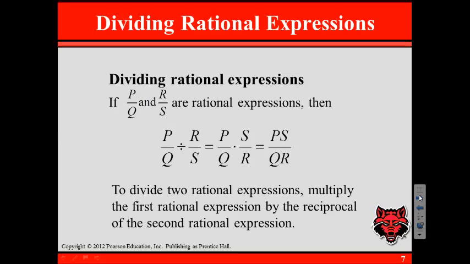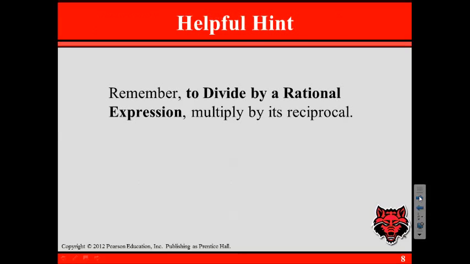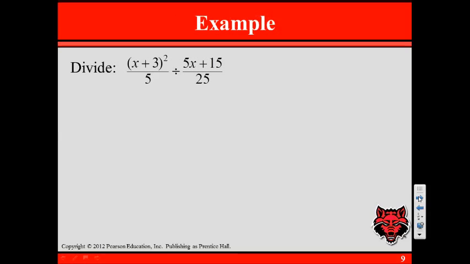Dividing rational expressions, just like when we were dividing fractions, we first change our operation from division to multiplication and flip our second fraction. Then we will work the problem just like we did the last few examples. To divide by a rational expression, we must multiply by its reciprocal. So let's try that. We want to divide x plus 3 squared over 5 divided by 5x plus 15 over 25. So the first step is to simply rewrite this as a multiplication problem.